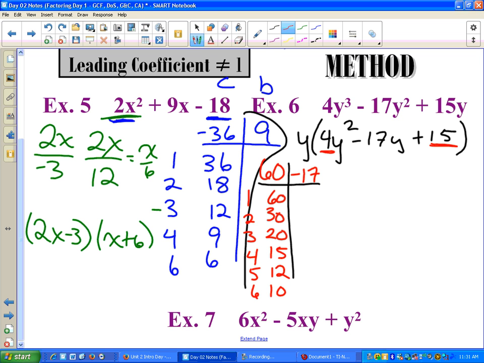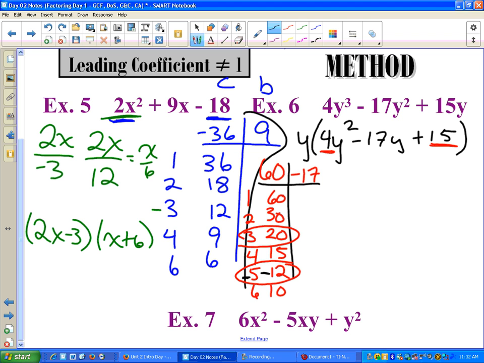So notice here I have two possibilities. 3 and 20. 5 and 12. I want a positive 15 and a negative 17. So which is it? Okay, so it's negative 5 and negative 12 to multiply to be a positive 60 and add to be a negative 17. But some of these might have two possibilities I have to test.